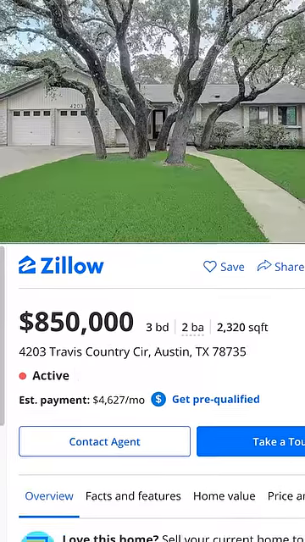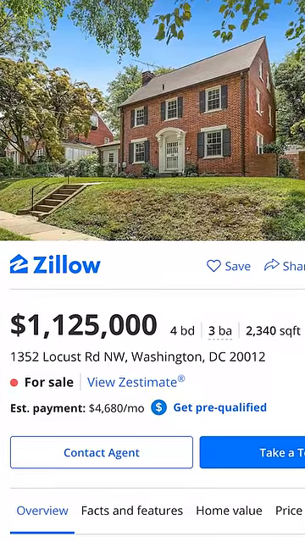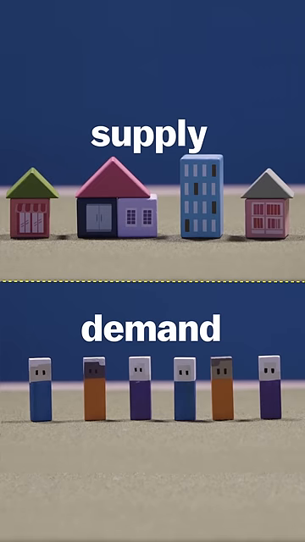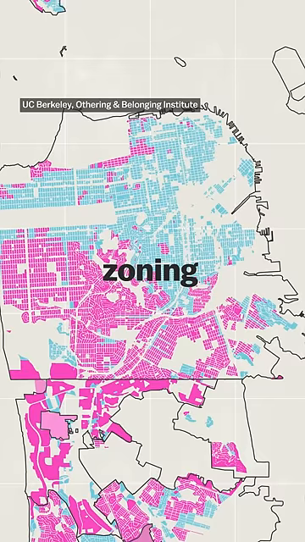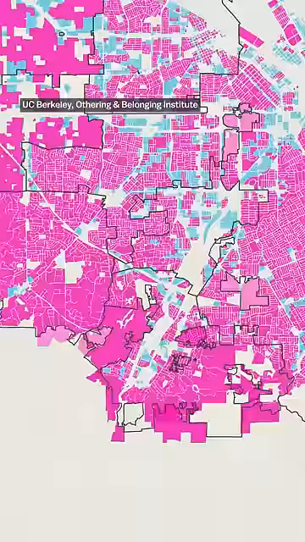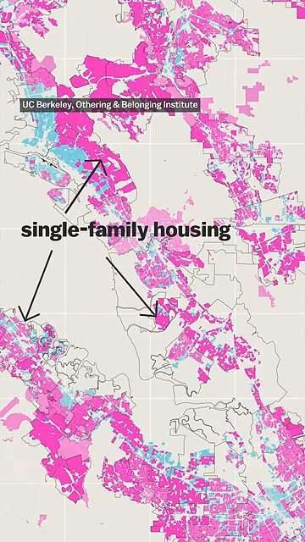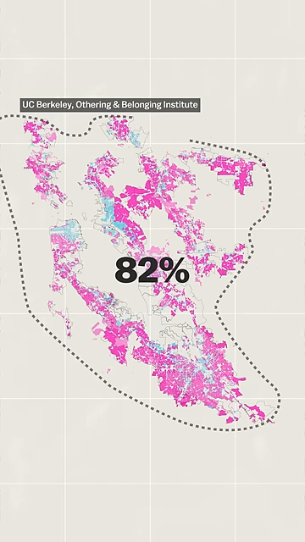The lack of affordable housing in the US right now is worse than it's ever been, and it's because we don't have enough houses. You can see what's driving the shortage by looking at this map of zoning regulations in the Bay Area. The areas shaded in pink are zoned for single-family housing only. That's 82% of all residential land.